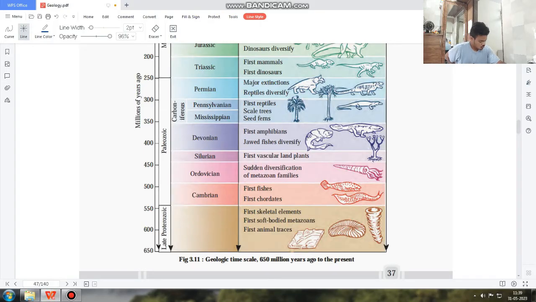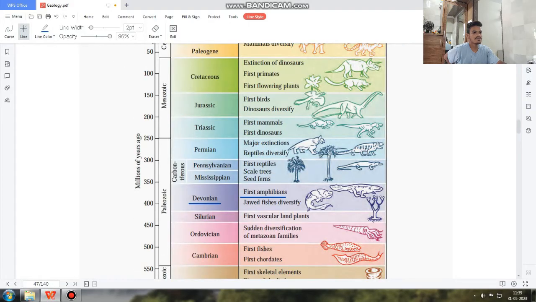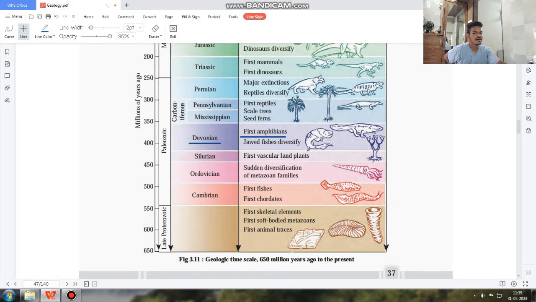They had asked what events are present in Devonian. Name the event present in Devonian. First amphibians are found. See, these are the events, the periods. Devonian में what? First amphibian. This was the 2022 का question. I don't know how it was asked exactly. 2022 का. Okay.